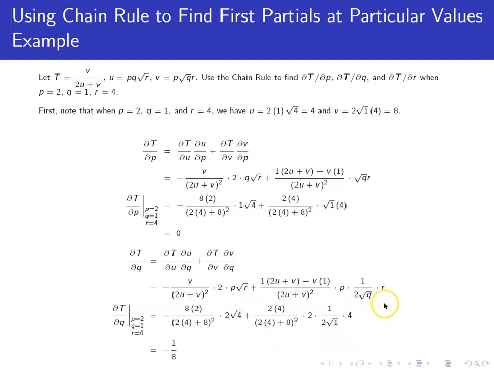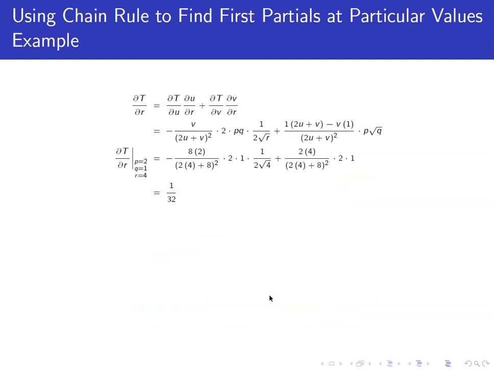When we differentiate v with respect to q, p is a constant, r is a constant. The derivative of q to the 1/2 is 1/2 q to the negative 1/2. That's where the 1 over 2q comes from. Again, we're going to plug in 2, 1, and 4 for p, q, and r respectively. When we do that, remember, u is equal to 4 and v is equal to 8. Plug all of those numbers in everywhere that we need to, and simplify the arithmetic, and we get negative 1/8 for the partial with respect to q.